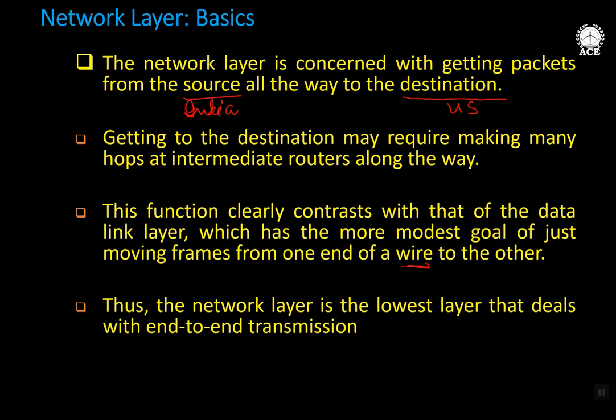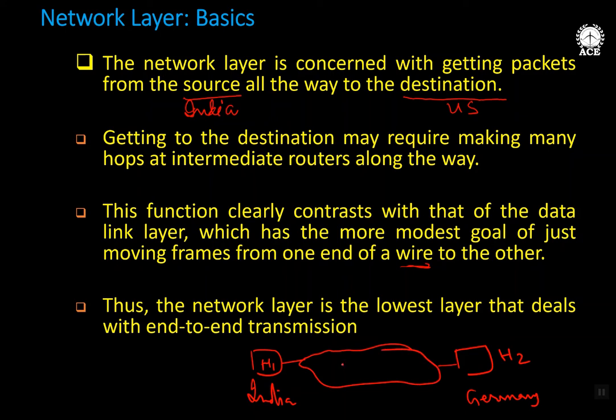So if I want to transmit from host 1 in India to host 2, let us say in Germany, where my friend is, these two will be connected by means of a communication subnet, which may include routers. I'll show you the diagram with more clarity. So this assurance that the data should somehow reach from one end to the other is called end-to-end transmission.